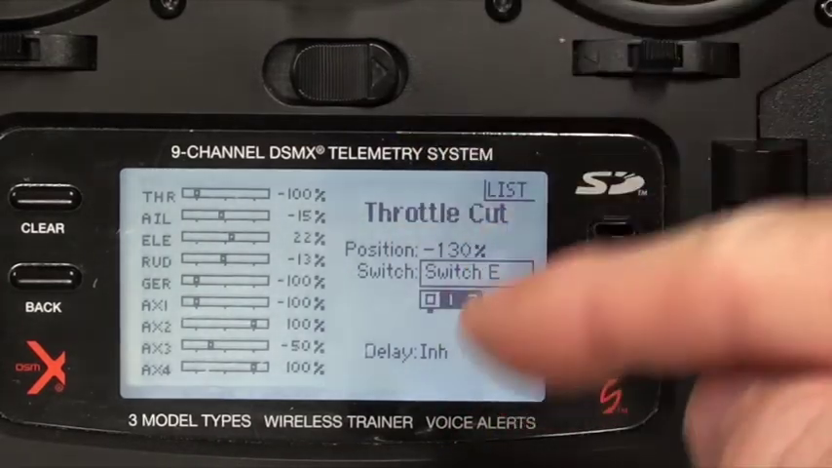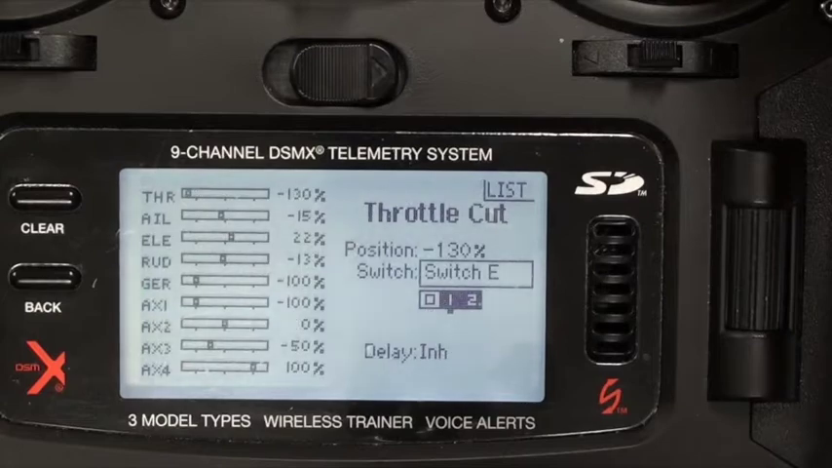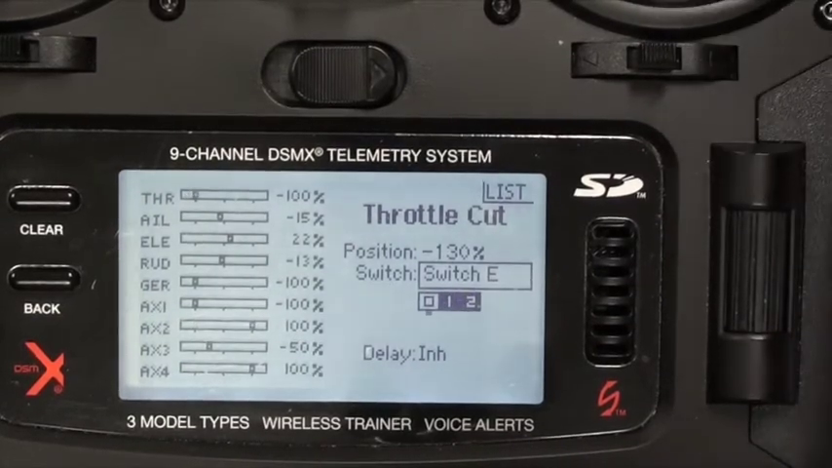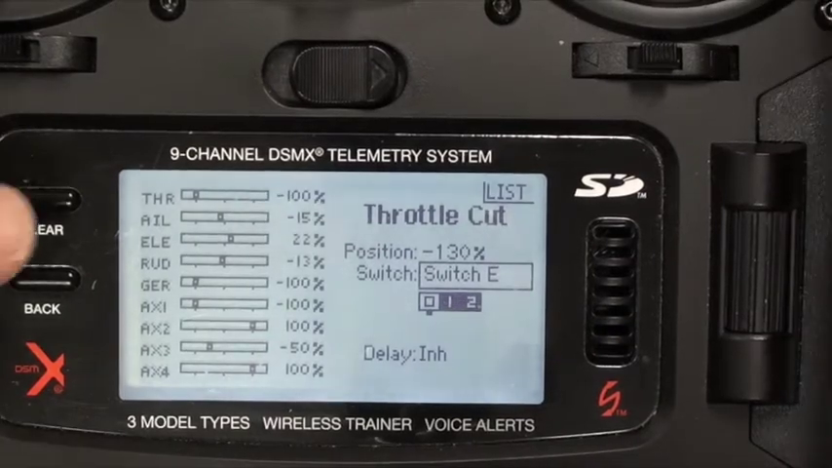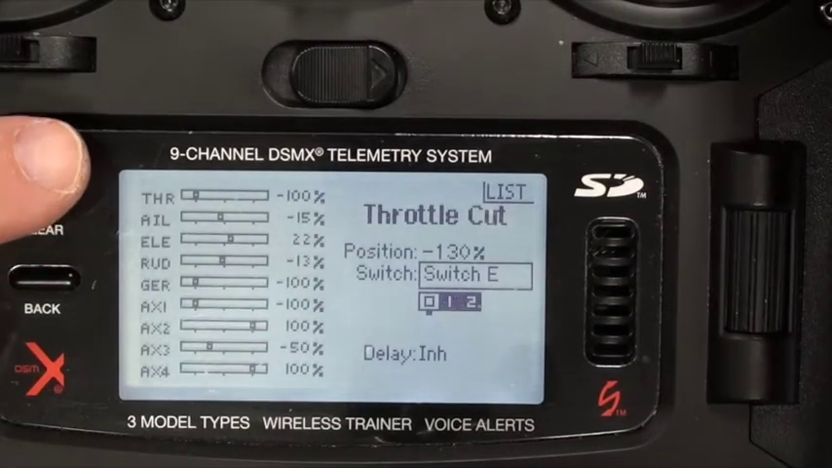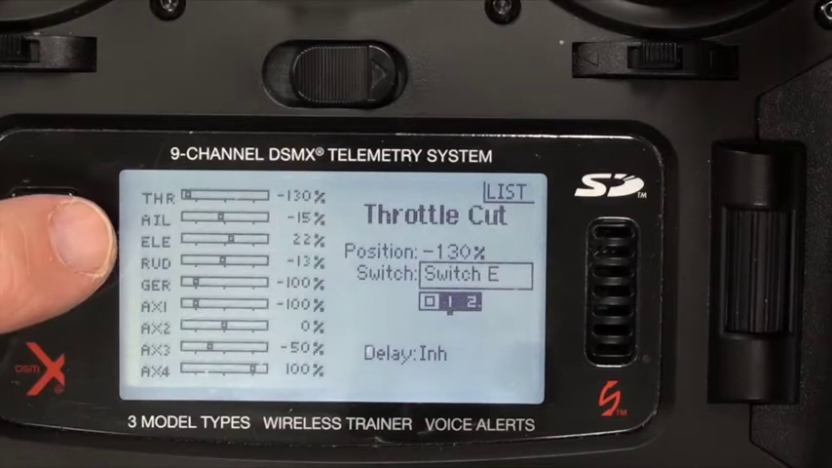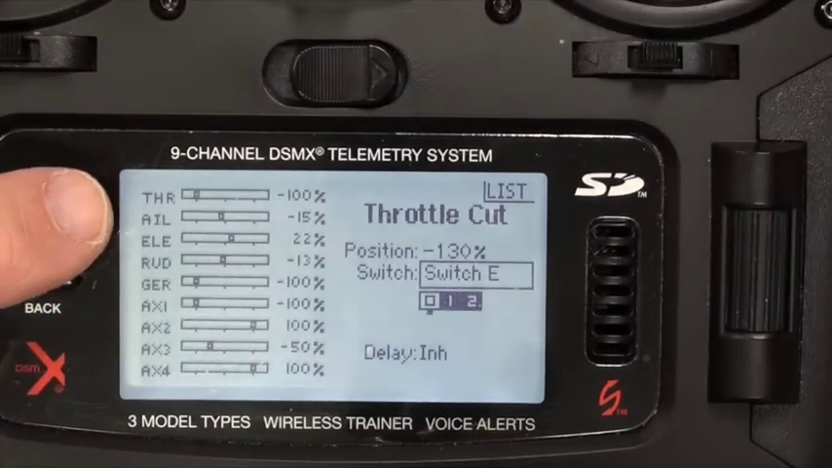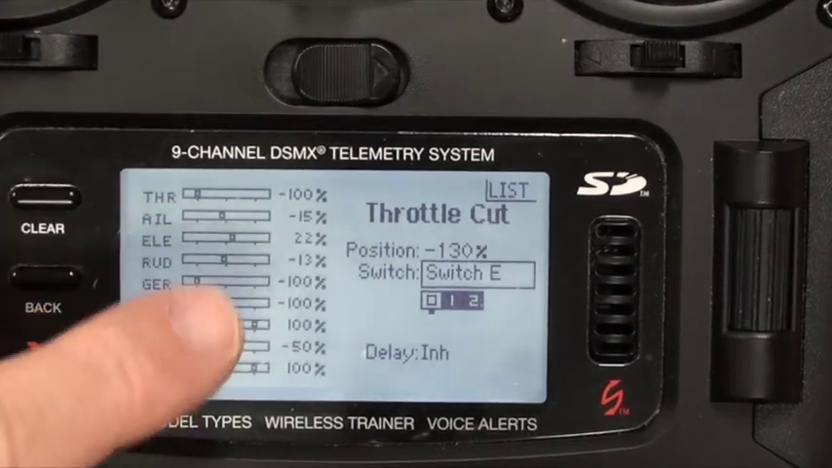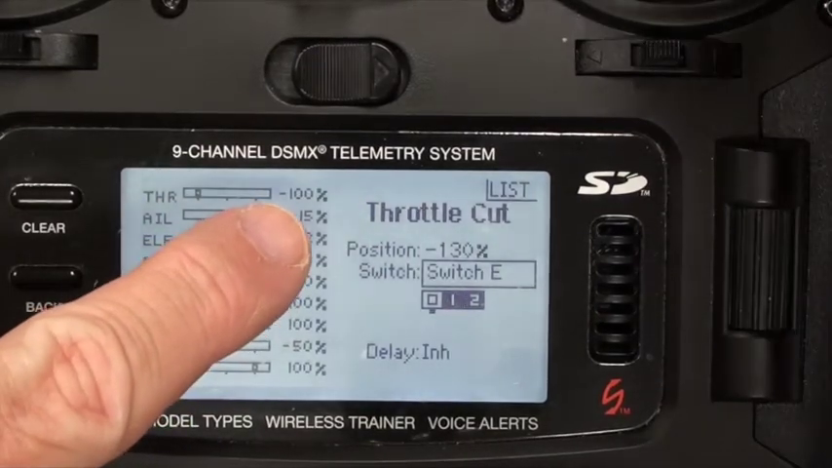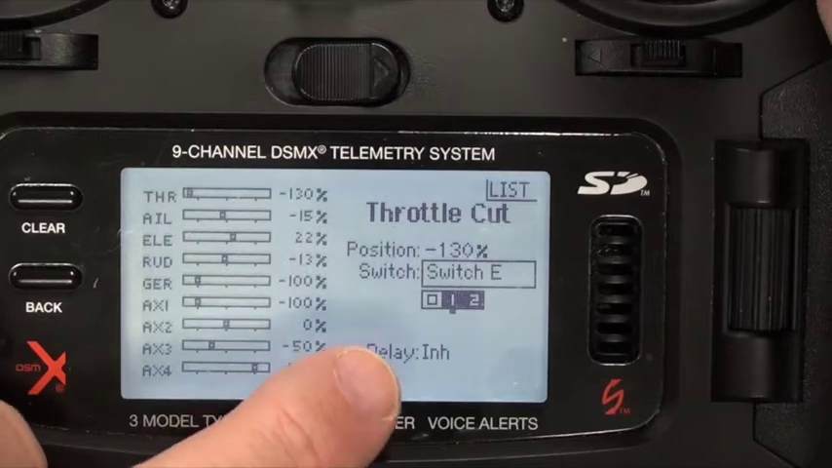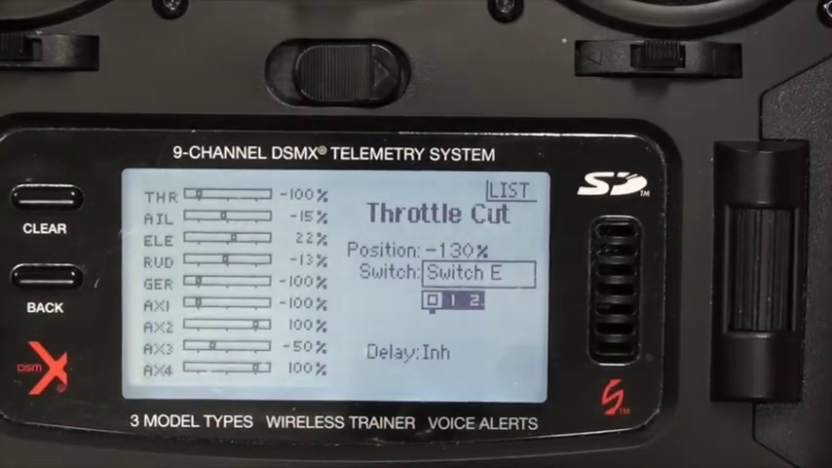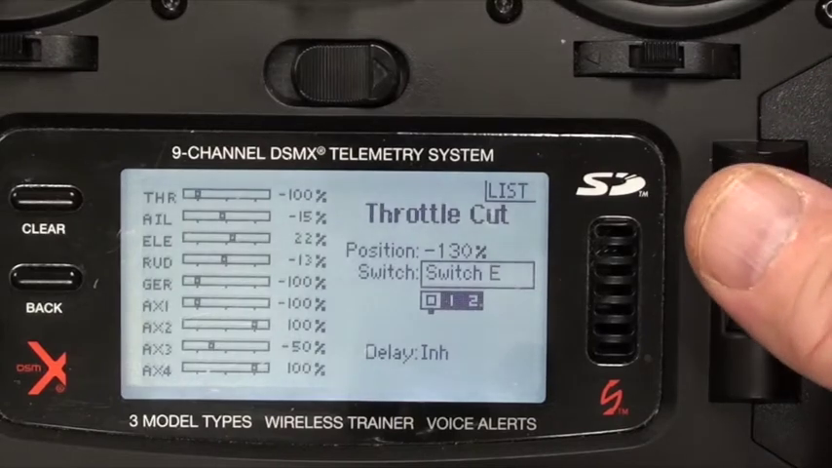Okay, so notice it's got 0. Watch the throttle here. So that's in normal mode. Notice in 1 and 2 it's all the way down to -130. Otherwise this is just 100% idle. So throttle says 100% in position 0, and in position 1 and 2 the throttle is cut, and so that's what I want.